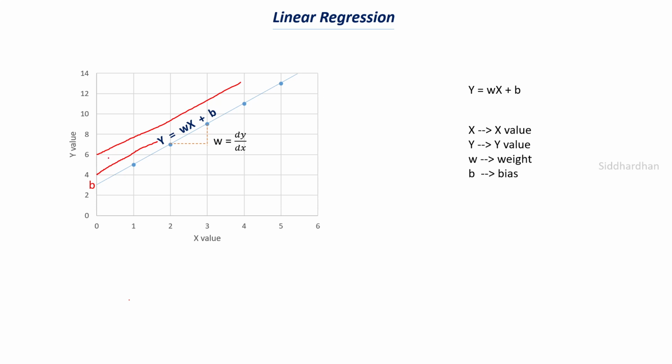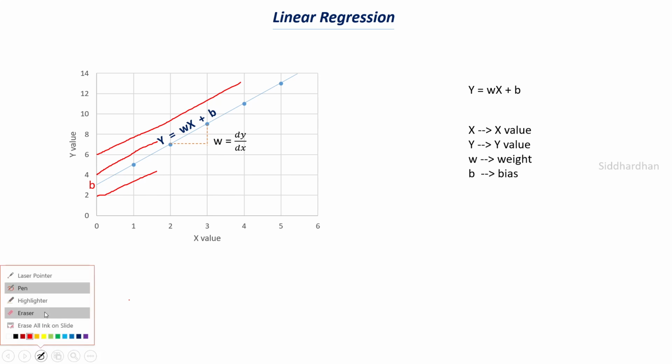Sometimes we need to shift this particular line in the upward or downward direction. In case you have an intercept value of 2, your line will start from here, right? No matter how much you change your slope, this particular point won't change. If you want to change the point from where your line starts, you need to change the bias value or intercept value. That is the importance of this bias.